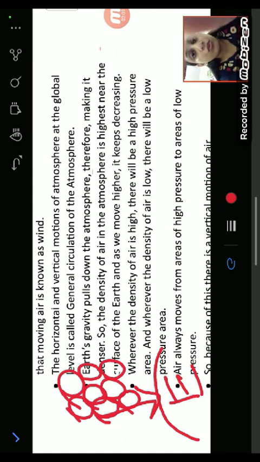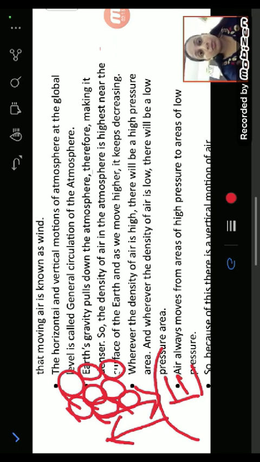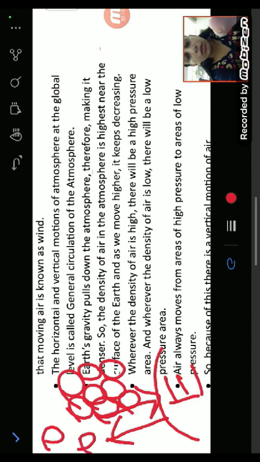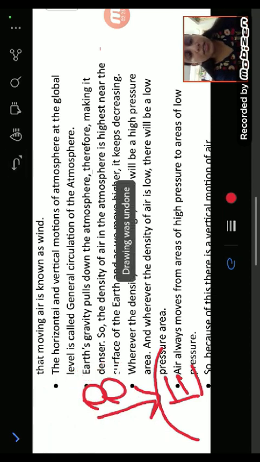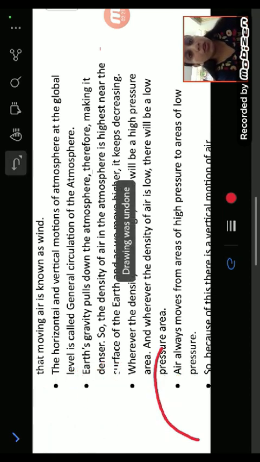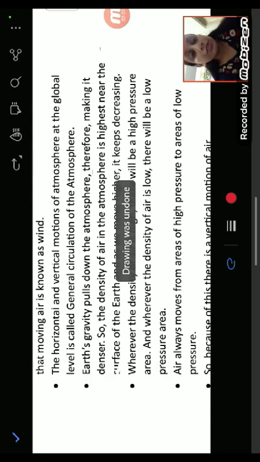Now, as we move higher or away from the surface of the earth, the effect of earth's gravity keeps reducing, and so the density of the molecules. Away from the surface of the earth, the molecules of gases are not very compact, they are less dense and less compact.